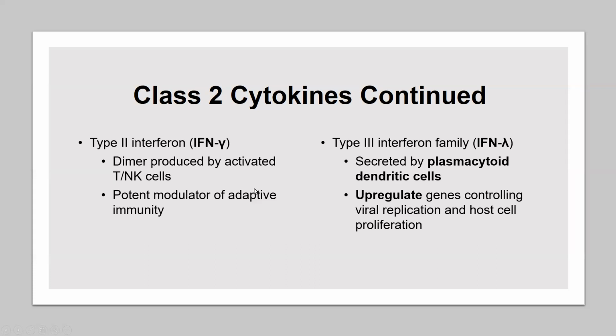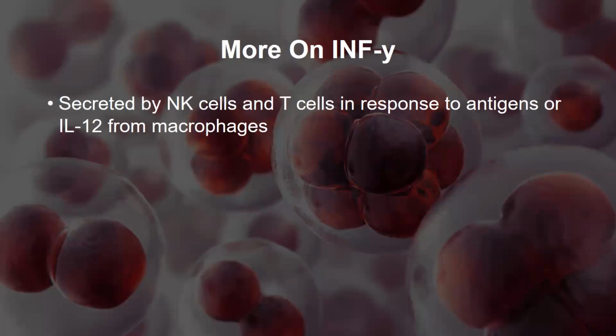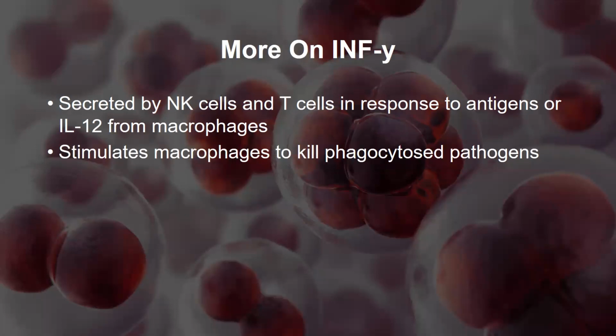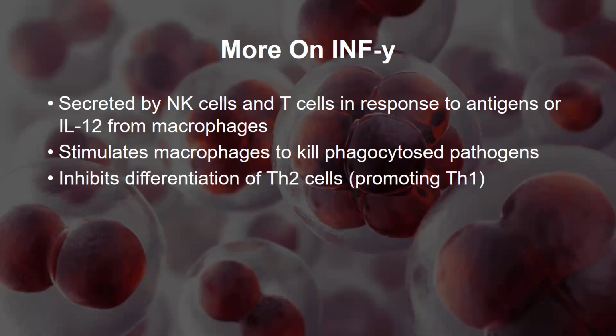Alpha and beta are involved in that viral defense system, gamma being part of the adaptive immune system, helping to modulate adaptive immunity. Natural killer cells and T cells release it in response to antigens or even in response to IL-12. This is part of that cascading, domino effect. It'll tell macrophages to kill phagocytosed pathogens. So if they have interferon gamma, the macrophage will know, okay, this phagocytosed pathogen that I have now identified, anytime I see this tagged on a cell, I need to phagocytose that cell and essentially wipe out that cell type.